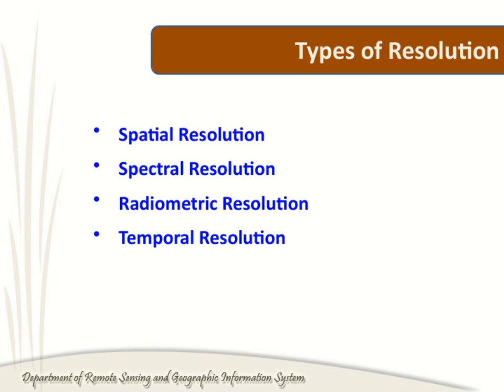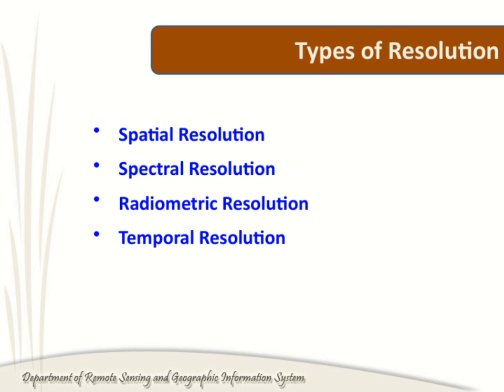Moving on, we have radiometric resolution, which describes how well a sensor can detect subtle differences in the intensity of reflected or emitted energy. This impacts the sensor's ability to capture variations in brightness, which can be vital for analyzing surface properties. Lastly, temporal resolution refers to how frequently a sensor revisits the same location.